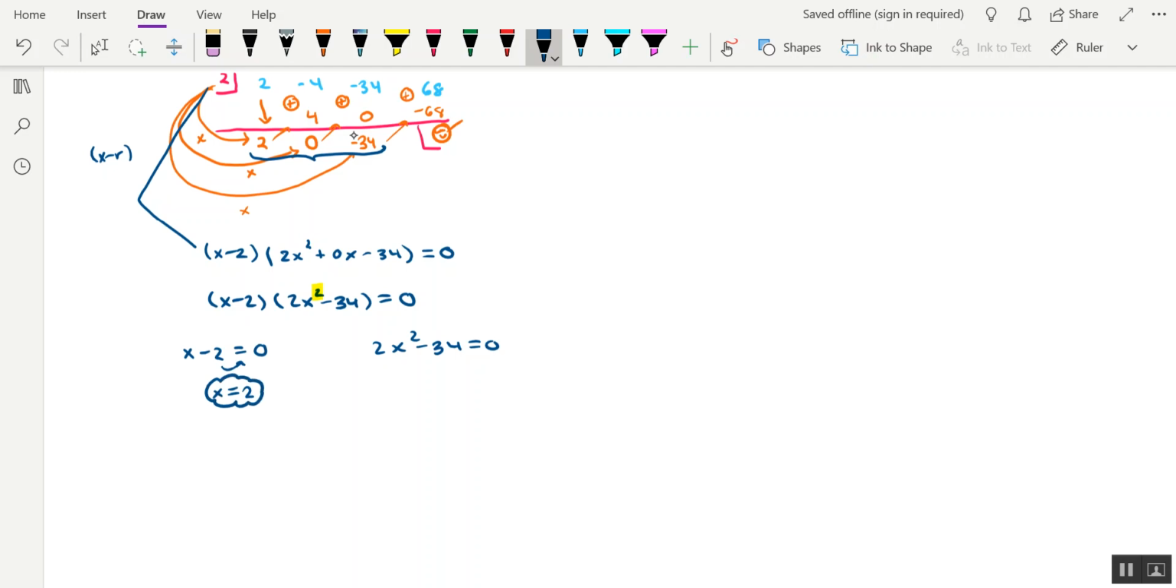For this one, you can actually use the square root property. If you wanted to, you can move the 34 over to get 2x squared equals 34, divide each side by 2 to get x squared equals 17, and then you have to take the plus or minus square root of 17.